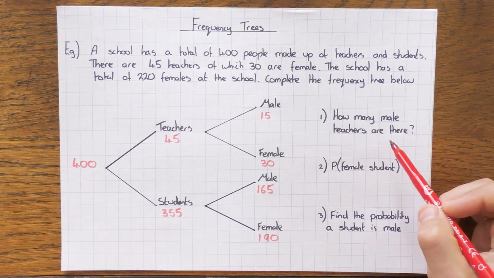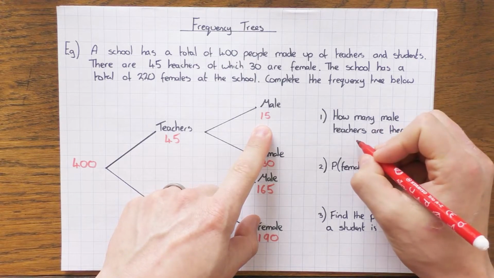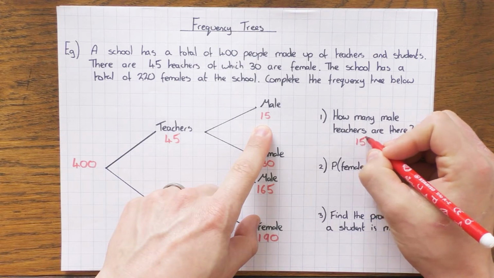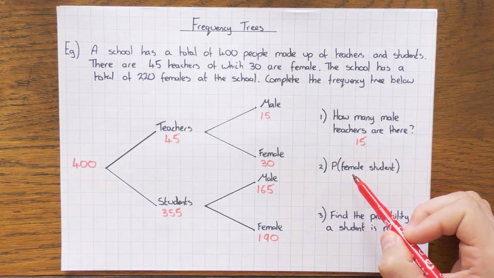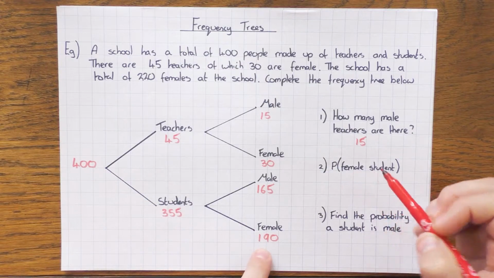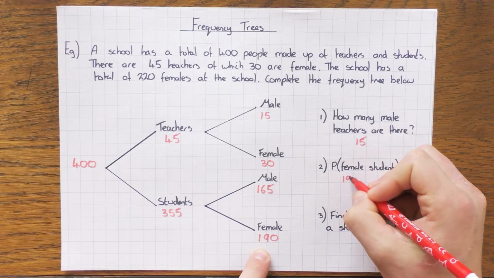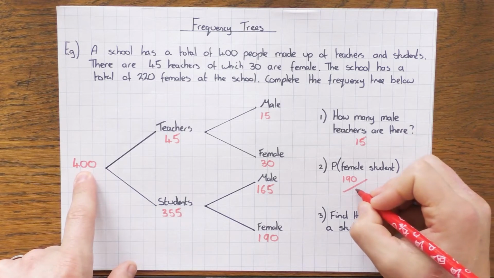How many male teachers are there? So that's quite simple. Teachers, male, there are 15. Nice, easy mark to start off with. What's the probability of picking a female student? So student, female, 190 out of the 400.